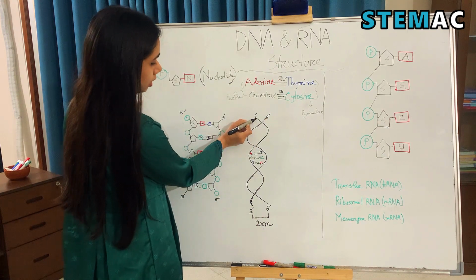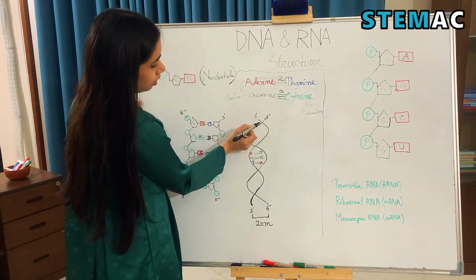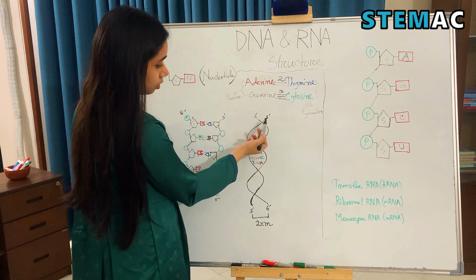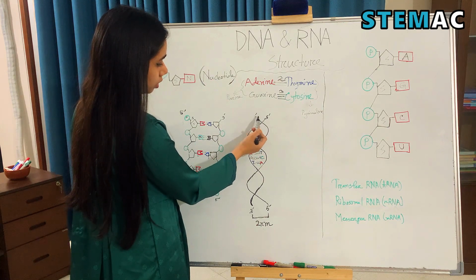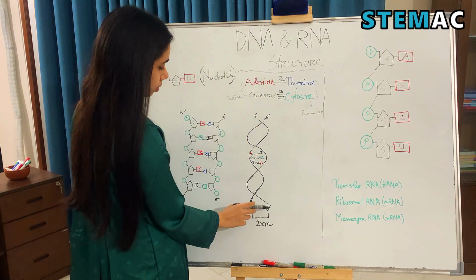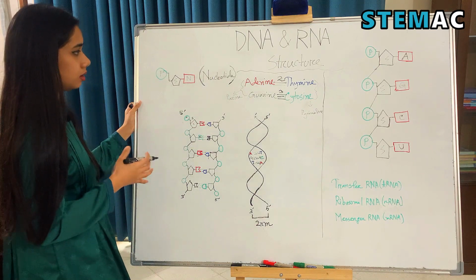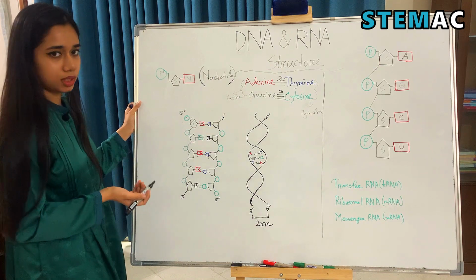And if this is the second polynucleotide strand of the DNA, then it's going to be anti-parallel, so this is going to be the 3' end and this is going to be the 5' end. So this is basically the basic structure of a DNA.